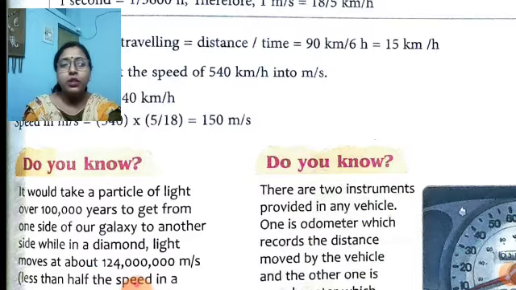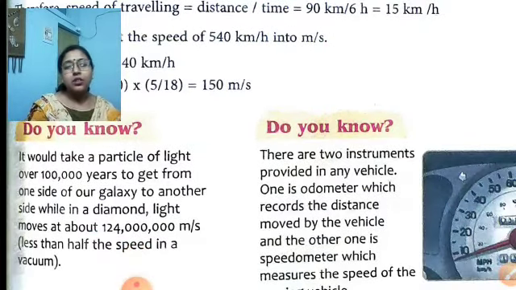Do you know it would take a particle of light over 1 lakh years to get from one side of a galaxy to another? A galaxy includes sun, planets, atmosphere. So that is called galaxy. While light moves at about 3 into 10 to the power 8 meter per second. That is the speed. So the particles of light take 1 lakh years, that is 1 into 10 to the power 5 years, to travel.